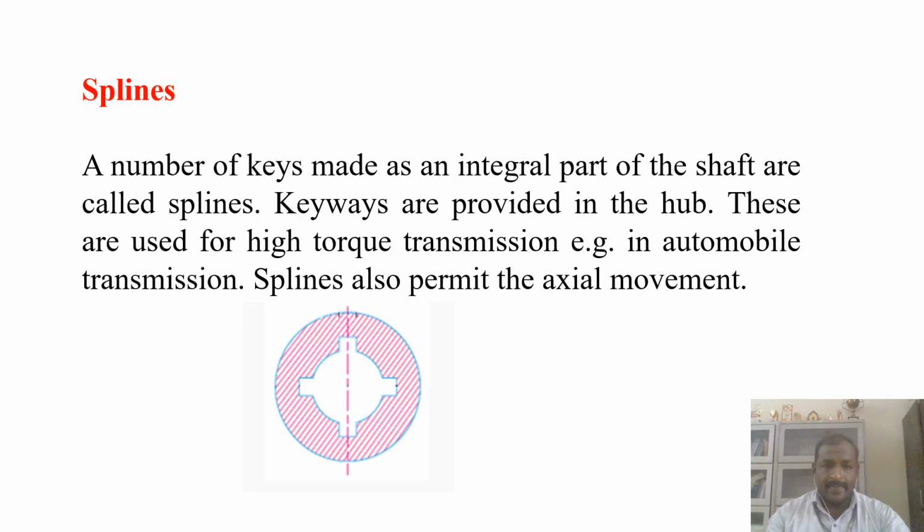Then the last one is splines. The number of keys made as an integral part of the shaft are called splines, that you can see clearly in the diagram. In the shaft, a number of keys may be produced. The keyways are provided in the hub. These are used for high torque transmission. For example, in automobile transmission, splines permit the axial movements.